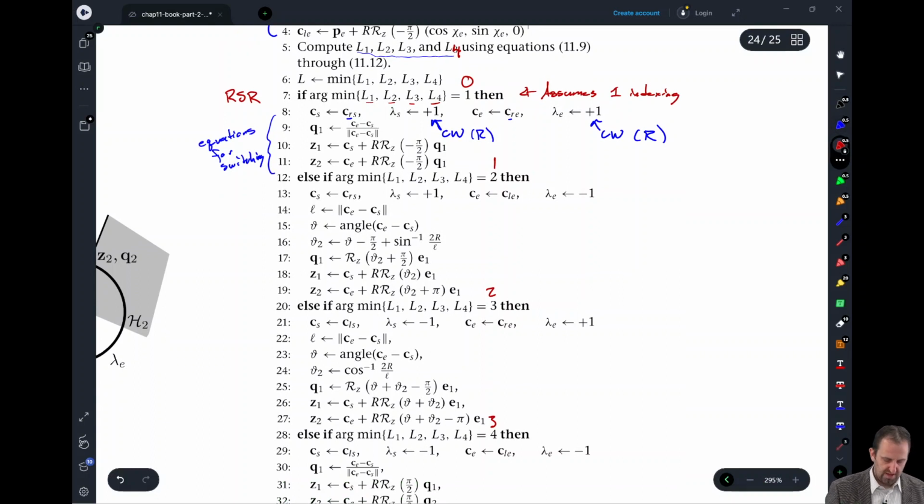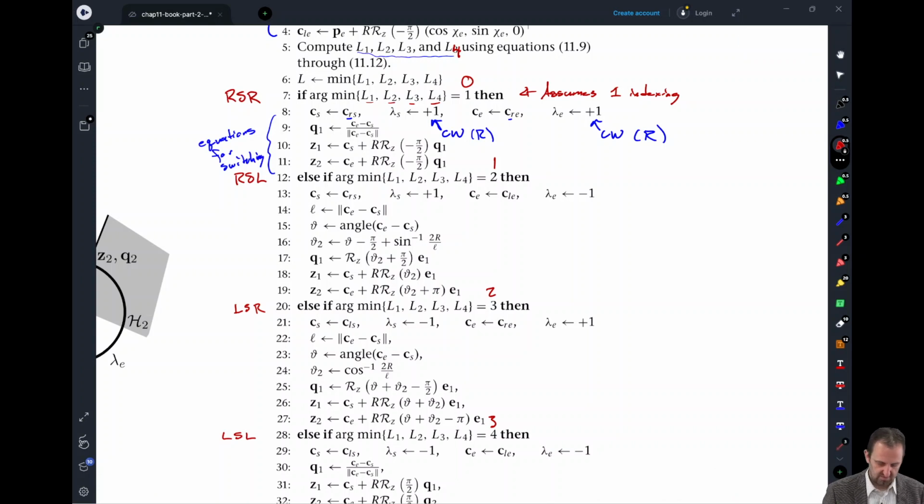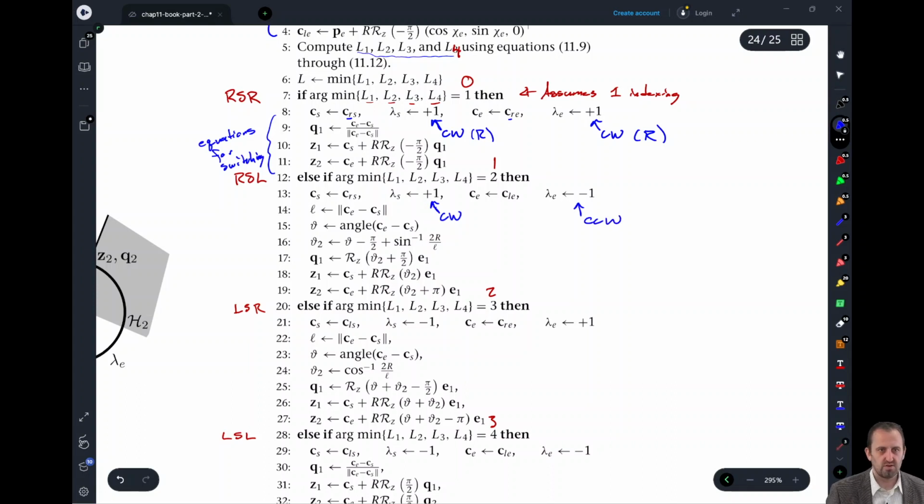Then if the shortest path was instead path or L2, this would correspond to RSL. This guy down here, let's just write them all out: LSR and LSL, so that we don't have any confusion there. So let's go through this a little bit again. RSL: the first circle is clockwise, the second circle is counterclockwise, right? That's just a review of the notation, what those lambda variables mean.